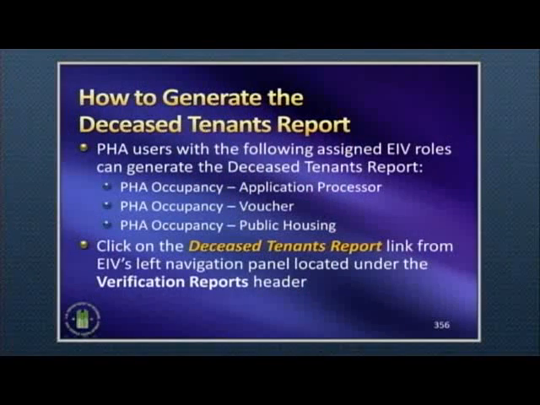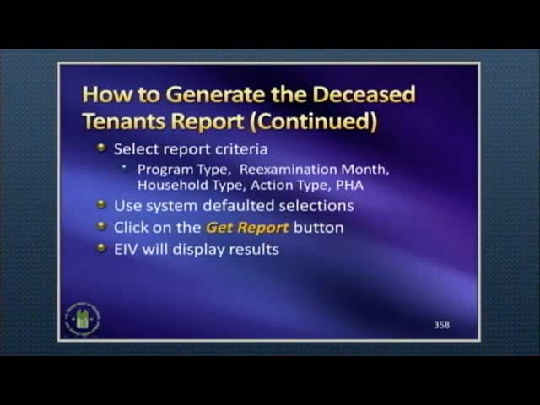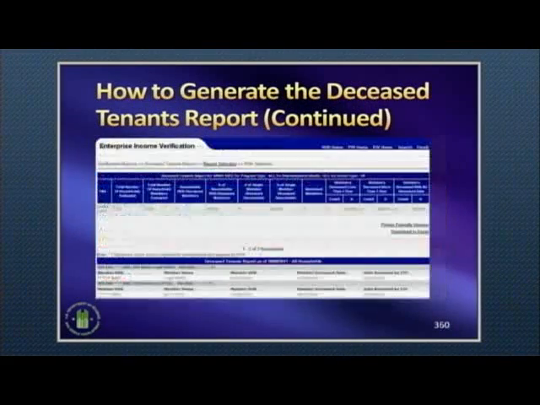So with that said, how to access the deceased tenants report is very simplistic. Again, if you've got the application processor or public housing voucher PHA occupancy roll, you're simply going to click on the deceased tenants report and click on the get report link, and bada bam, bada boom. Here is your deceased tenants report. Any individual listed with a red star means you have work to do. That's a deceased single member household, and you need to follow up and make sure you're not paying any HAP following the month in which the death occurred.